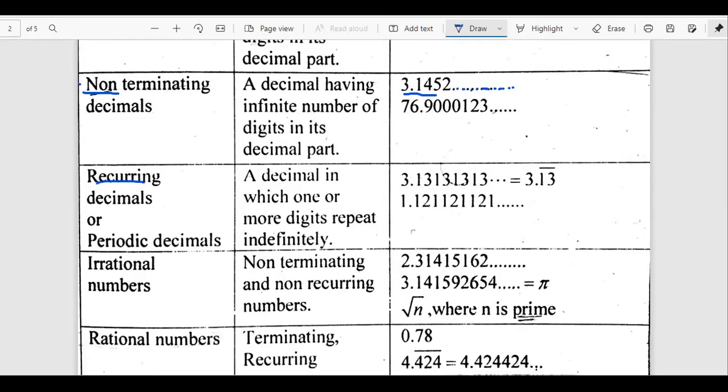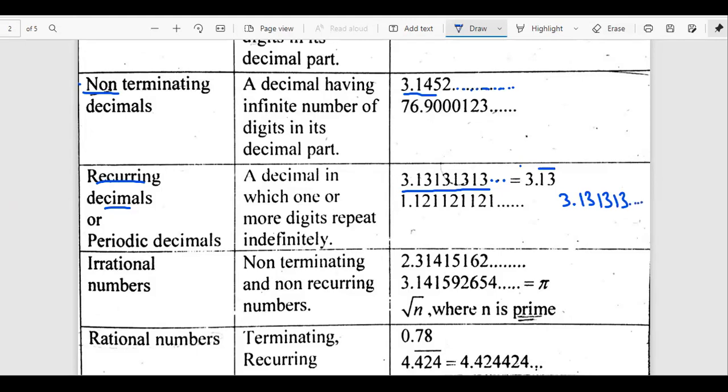Now let's talk about recurring decimals. Recurring decimal is basically a decimal in which one or more digits repeat indefinitely, right? Now let's talk about this number right here. Here you can see that 13 is being repeated continuously and it's going on. It's not terminating. It is non-terminating case, but it is recurring, right? So we can write it somehow in a terminating way. Like we have written 3.13 with a dash on it. This dash basically means that we have 13 till infinity, right? This basically means that we are going to have 3.1313 and so on, right?